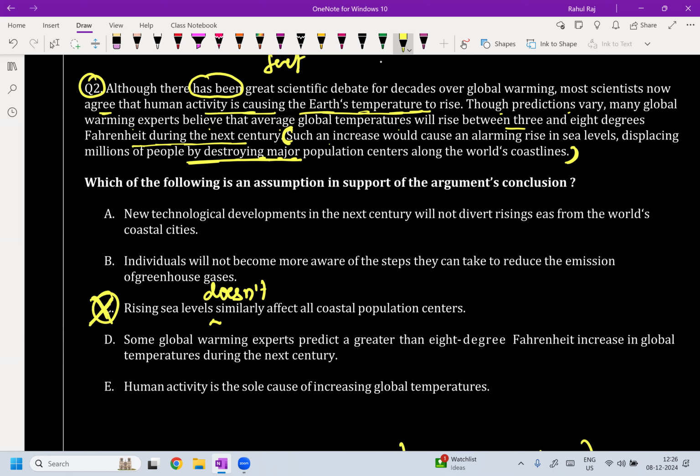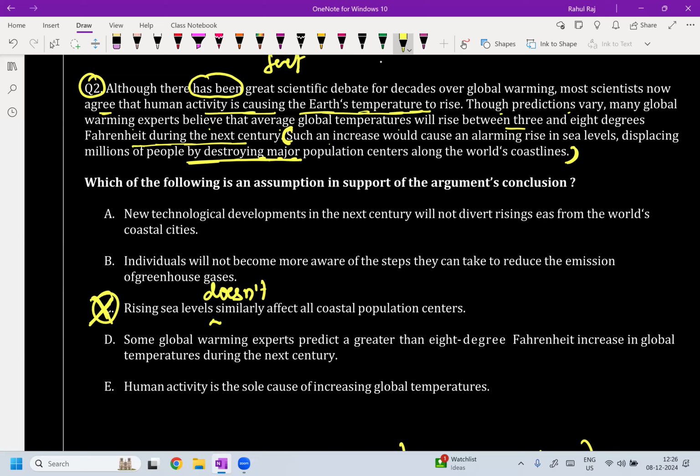Am I right? Anyone any doubt over here? Please tell me. It is extremely important, guys, to understand why the right answer is right and why the wrong one is wrong. Very important. If you do not concentrate on why the wrong one is wrong, you cannot have a good score. You cannot have command in CR.